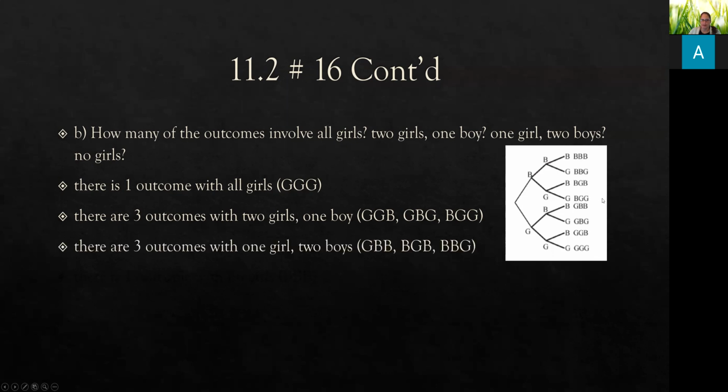There's 3 outcomes there. And then there's 3 outcomes that have 1 girl and 2 boys: girl, boy, boy, boy, girl, boy, or boy, boy, girl. And then there's only 1 outcome that has no girls. And by the way, these are the numbers from Pascal's triangle again. So this is the 3rd row of Pascal's triangle.